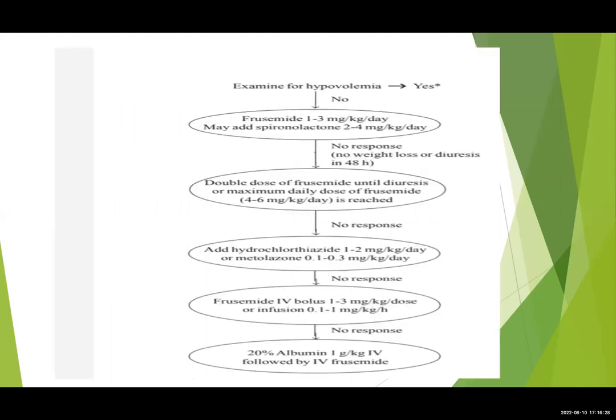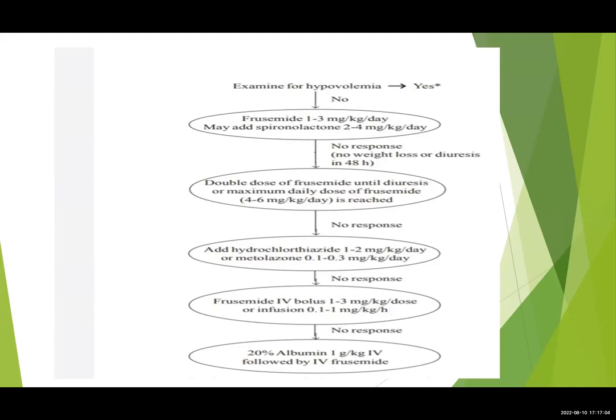This is the diagram for management of edema. First, if the patient is edematous, the first thing you have to evaluate is the volume status. If the patient is hypovolemic, you don't use any type of diuretics. So you have to treat this hypovolemia with fluid and albumin. If the patient is not hypovolemic, you can start furosemide 1 to 2 milligram per kilogram per day, and you may need to add spironolactone, which is synergistic and acts on a different part of the tubule.